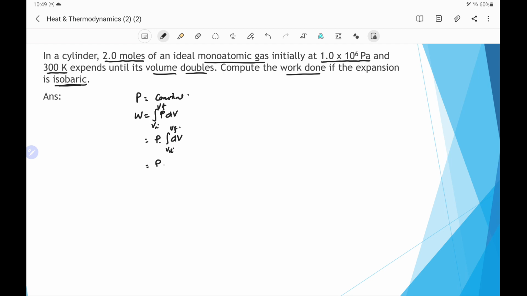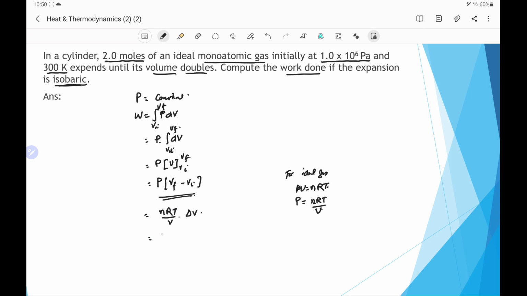An integral of dV is V and limits are Vi and Vf. So we can write it is P into V final minus V initial. So this is the work done by the gas. Here for ideal gas we know PV equal to nRT. Therefore we can replace this P by nRT by V. Therefore work will be equal to nRT by V into delta V.